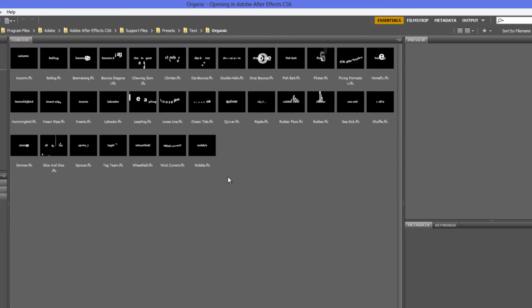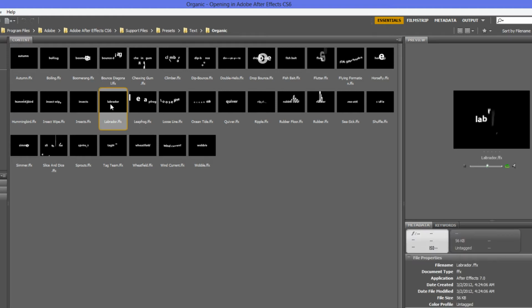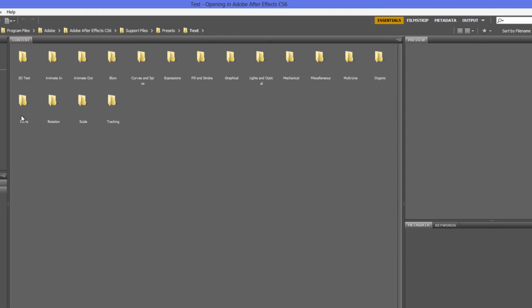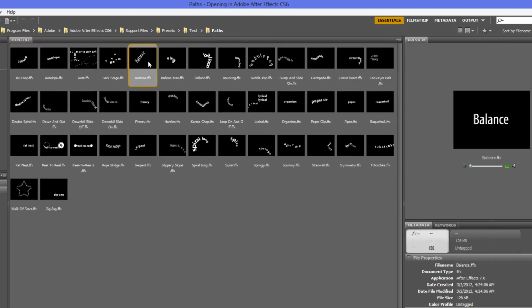Organic is things that kind of flow in nicely, I guess. So these ones are moving in a more organic kind of way. Organic usually means alive, pretty much in visual effects. So you've got things that are mechanical that move in a very set pattern, like up and down or left and right, and then you got things that are organic that move around in a more alive fashion. Paths. These are gonna follow a path.